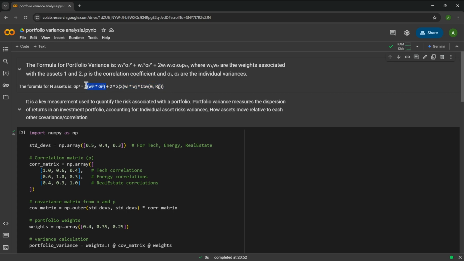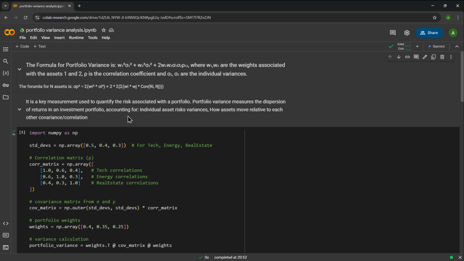Computing the first part is very straightforward. It's just W1 sigma 1 squared plus W2 sigma 2 squared plus W3 sigma 3 squared. That is done. And if you just apply n equal to 2 in this formula, you essentially get the two-asset formula. I think you can backtest this formula and check it out.